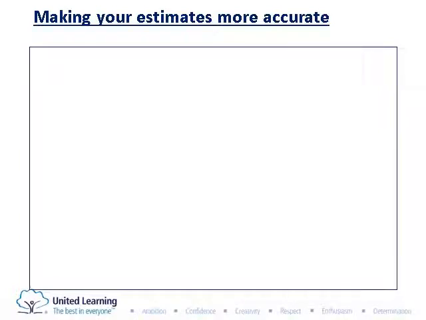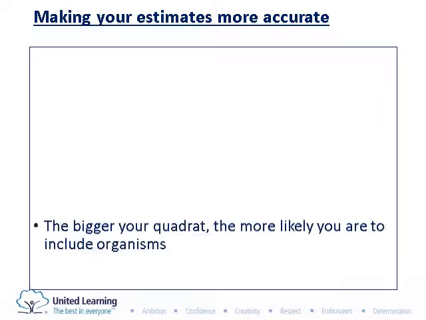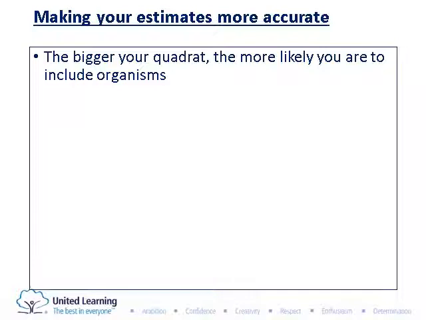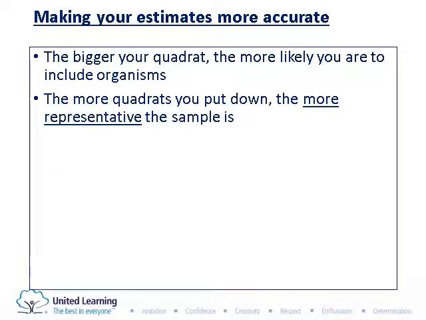So, how can we make our estimations more accurate? So we need to use bigger quadrats ideally. We need to take as many samples as possible. How many do we usually use? We usually use at least 10. That's why I'm using that magic number of 10.